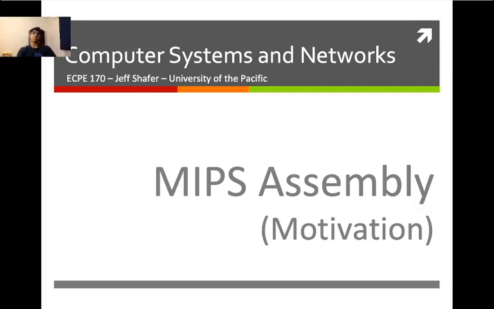Good morning, students. In this lecturette, I'm going to cover the motivation behind learning MIPS assembly programming. So far in ECPE 170, you have programmed with high-level programming languages like C and Python. Now it's time for us to shift gears and start learning how to code in low-level programming languages. Specifically, we are going to use the MIPS assembly. So this lecturette covers the motivation behind it, and I'm going to show you why MIPS is important for computer scientists, computer engineers, and electrical engineers in their respective careers.